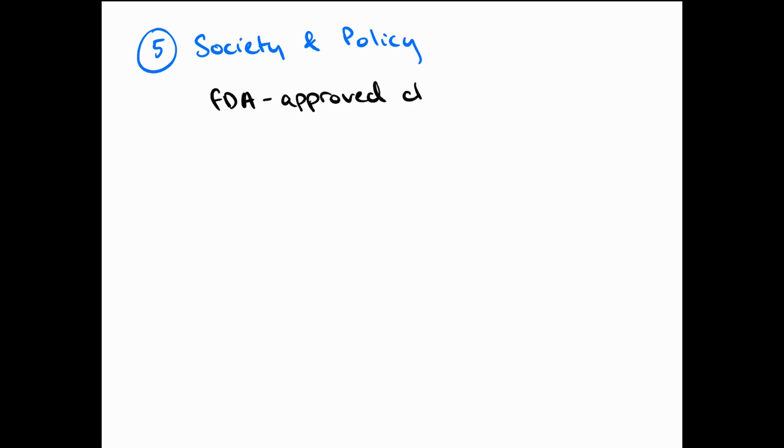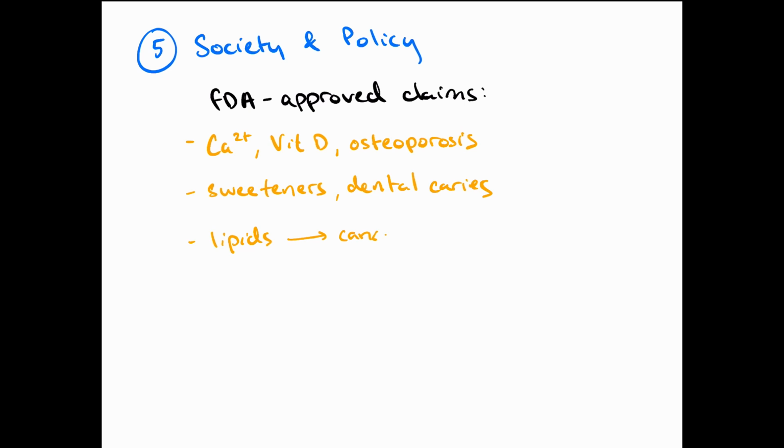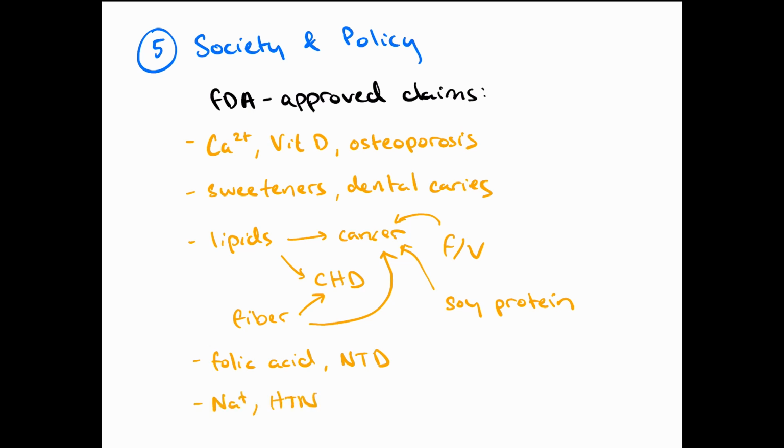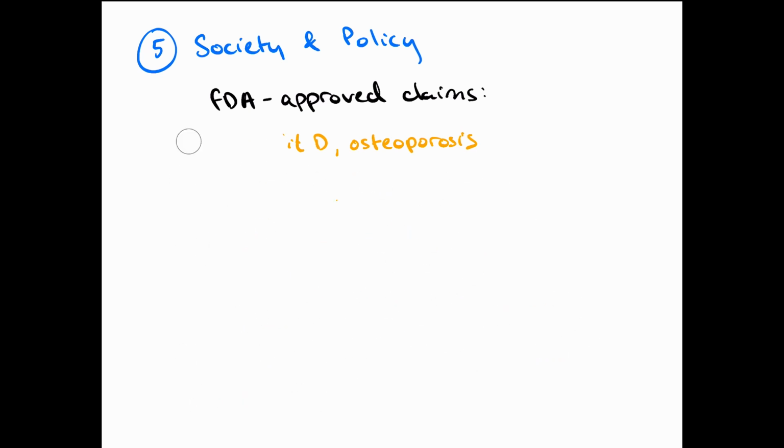Finally, the fifth section of this lecture is the society and policy factors that affect people's health and ability to follow lifestyle behaviors. Now, there's a very short list of FDA-approved claims that companies are allowed to make in order to promote their goods. This includes the association between calcium, vitamin D, and osteoporosis, between sweeteners and dental caries, between lipids and cancer, as well as lipids and coronary heart disease, fiber and coronary heart disease, fiber and cancer, fruits and vegetables, soy protein and cancer, folic acid and neural tube defects, sodium and hypertension, and then finally stanol-sterols and coronary heart disease. But we see so many health claims on packaging that are either not supported by the FDA or have a very, very tenuous link.